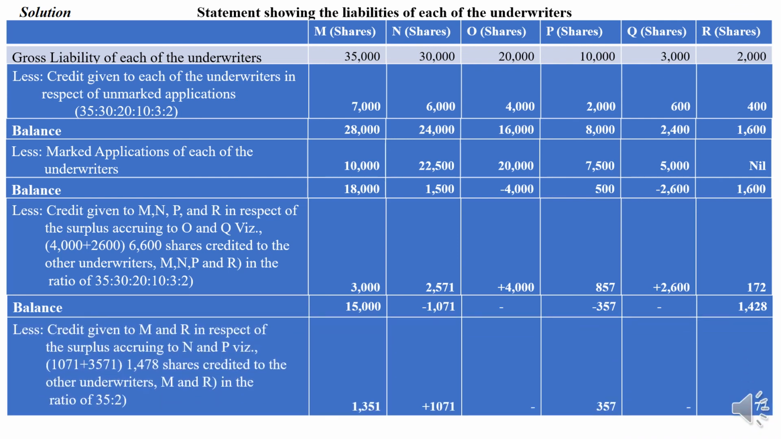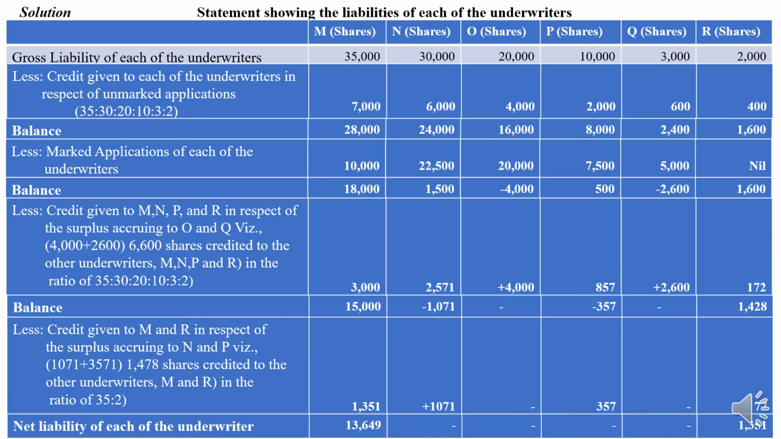Now let us do that. So 1,351 to M, and here it is plus 1,071, and plus 357, and here it is 77. Therefore the balance here is 13,649, and here it is nil, here it is nil, here it is nil, and here also it is nil. Finally for R it is 1,351. So this is the way how the liability is being distributed.